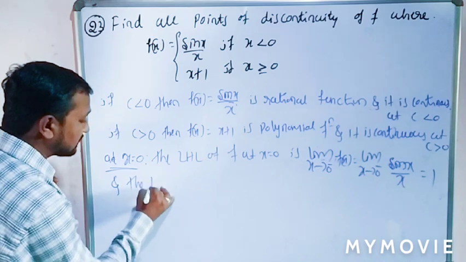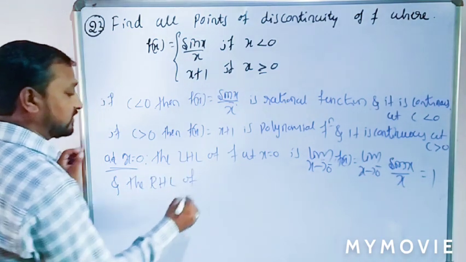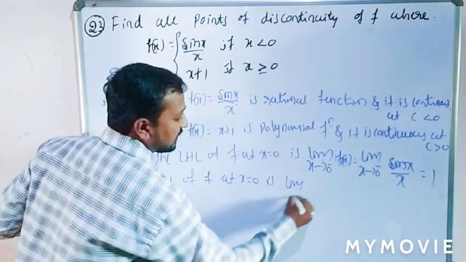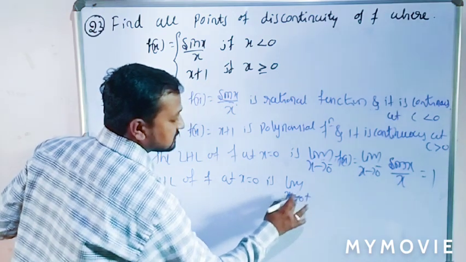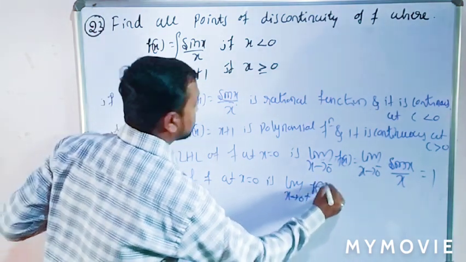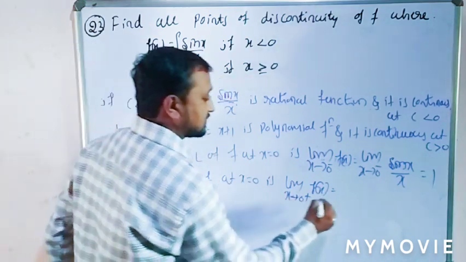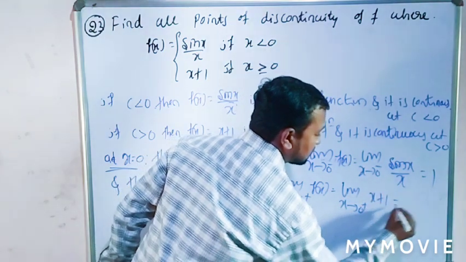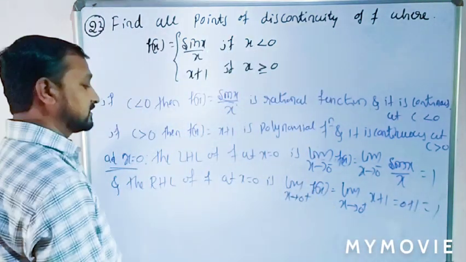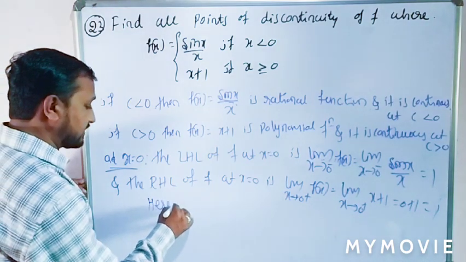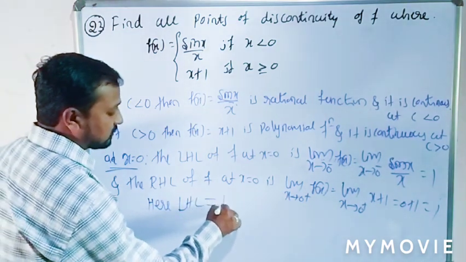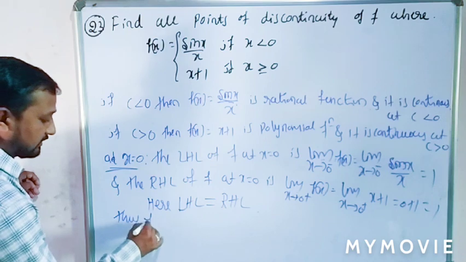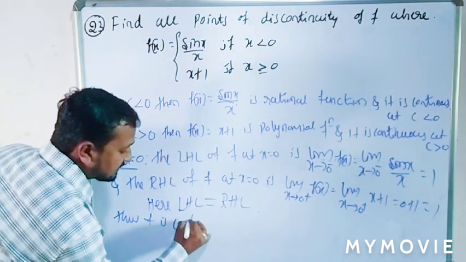And the RHL, the right hand limit of f at x equal to 0, is the limit as x tends to 0 plus of f of x, that is limit of x tends to 0 plus of x plus 1, which is 0 plus 1, nothing but 1. So here LHL is equal to RHL.